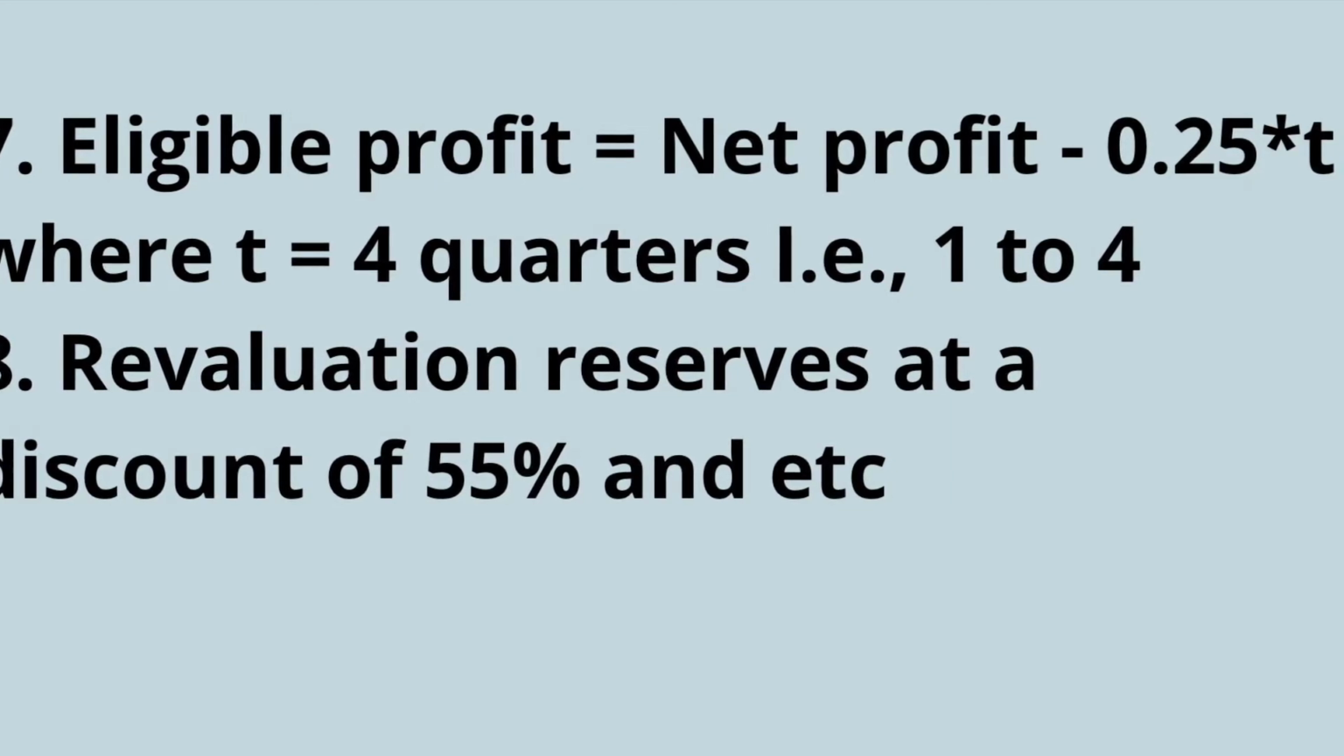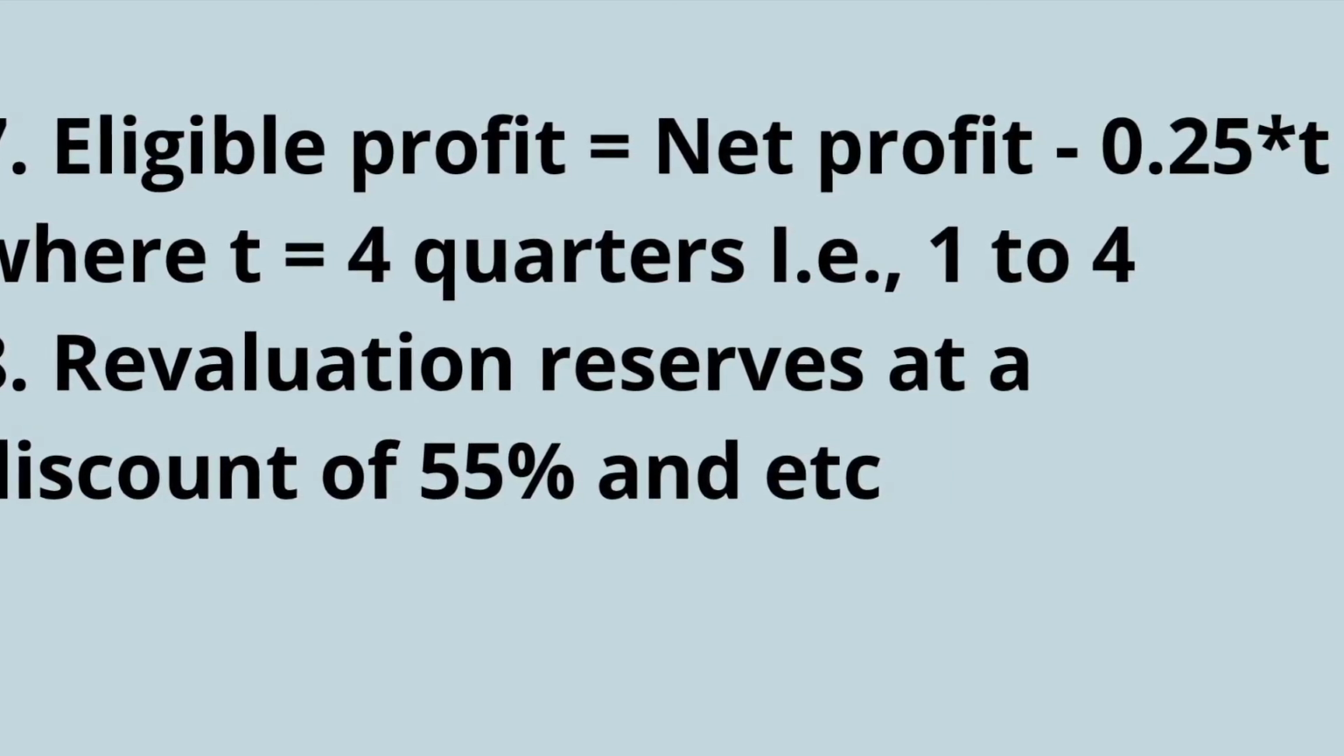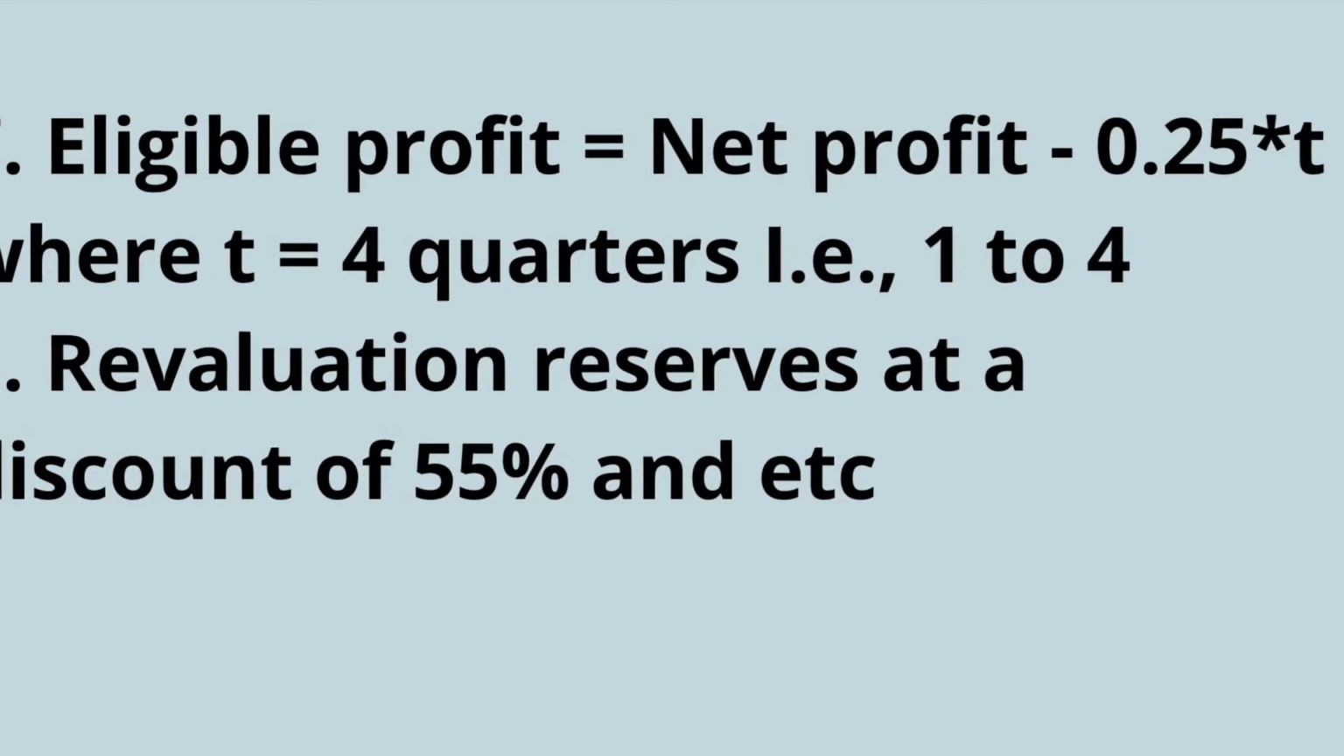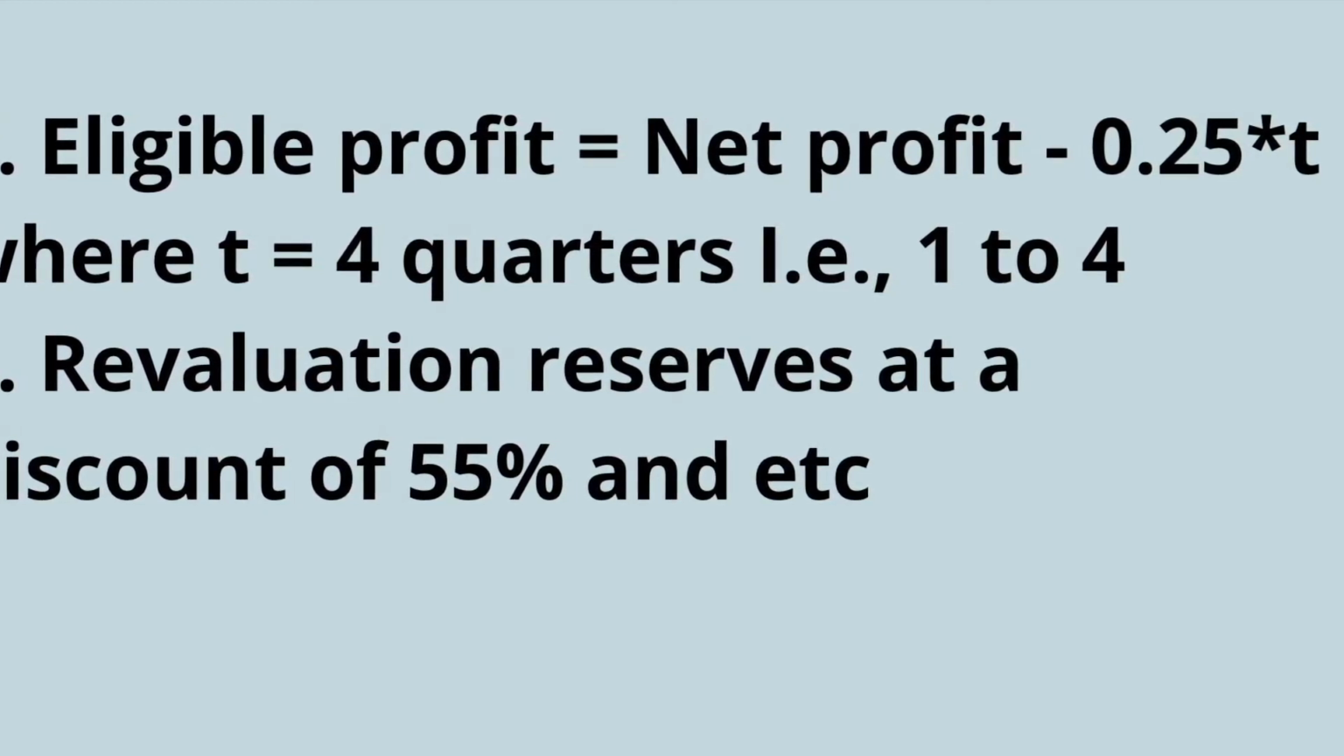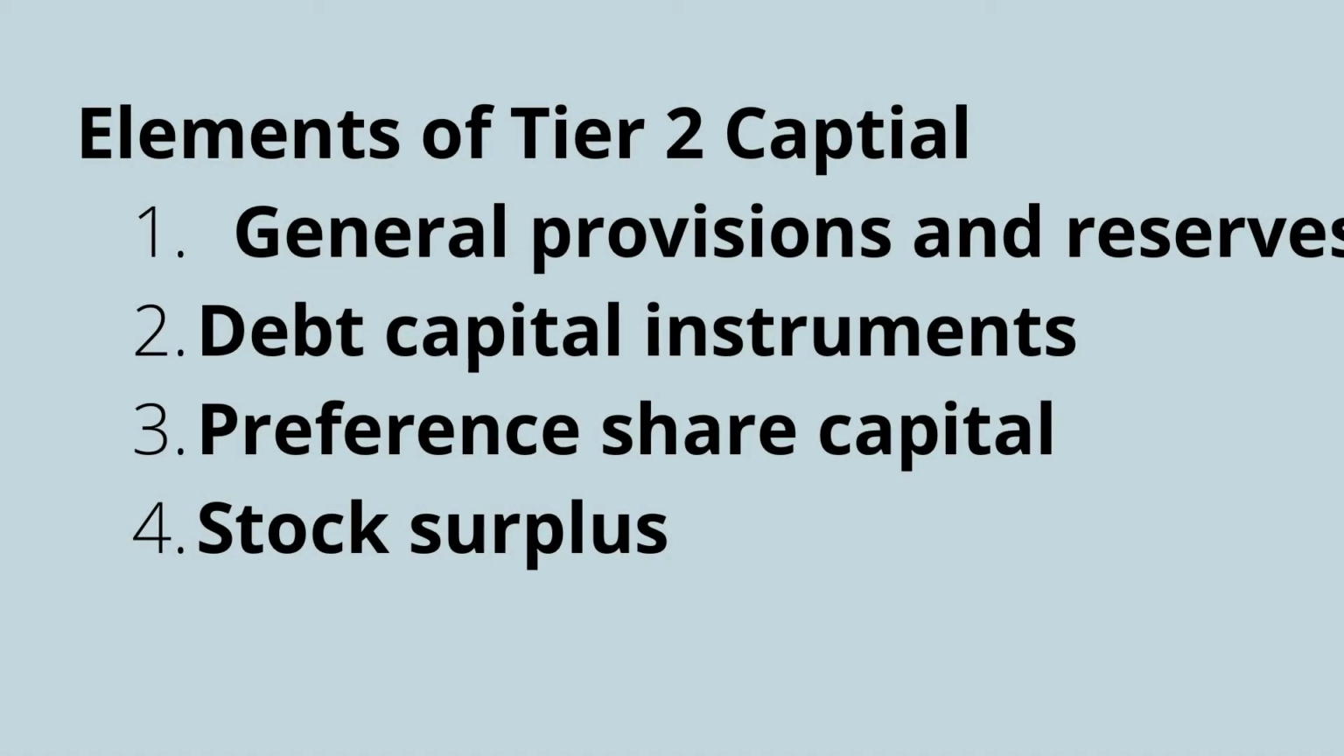And next one, revaluation reserves at a discount of 55%. So these 8 are the elements of CET1 capital. And coming to tier 2 capital. So elements of tier 2 capital include general provisions and loss reserves, debt capital instruments issued by the banks, preferential share capital instruments, stock surplus are the elements of tier 2 capital.